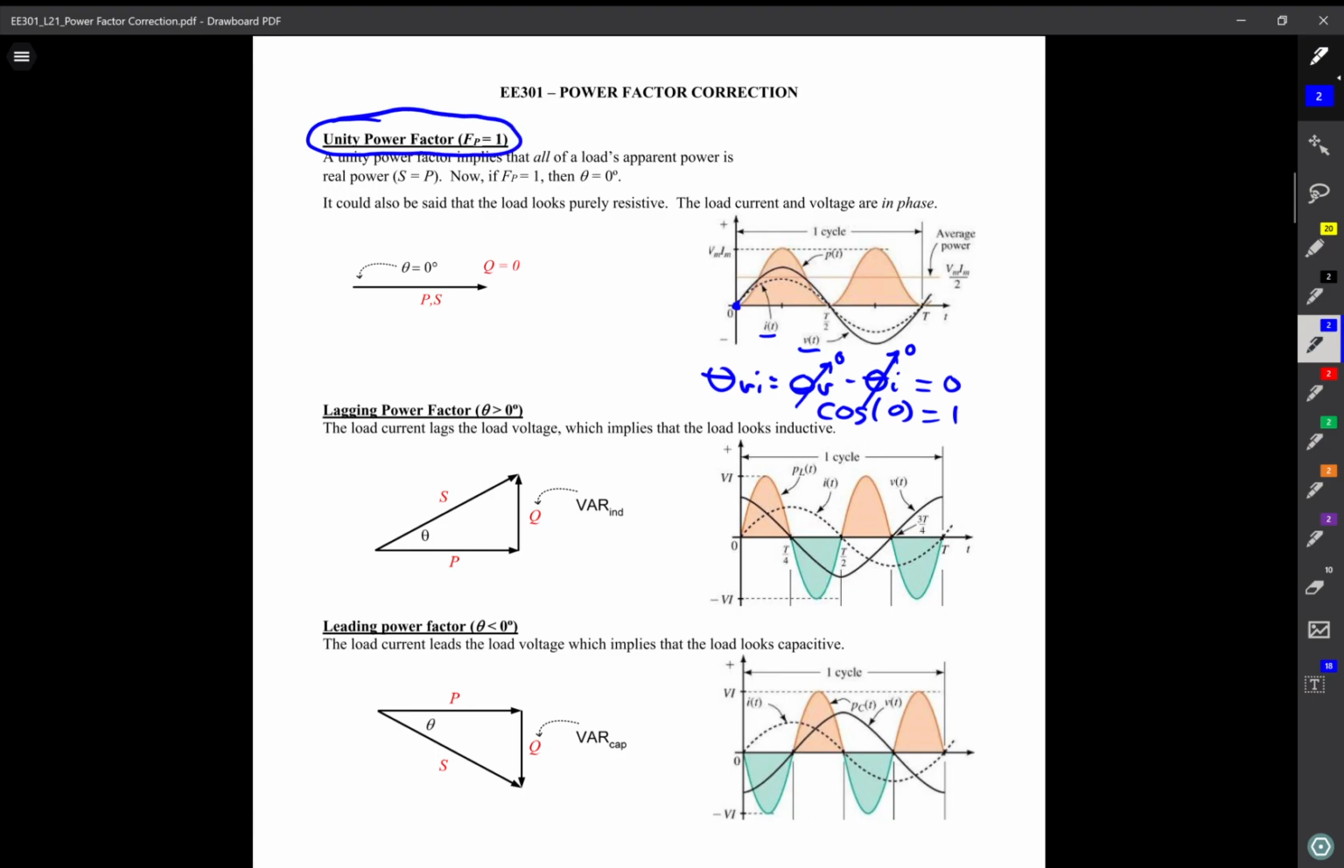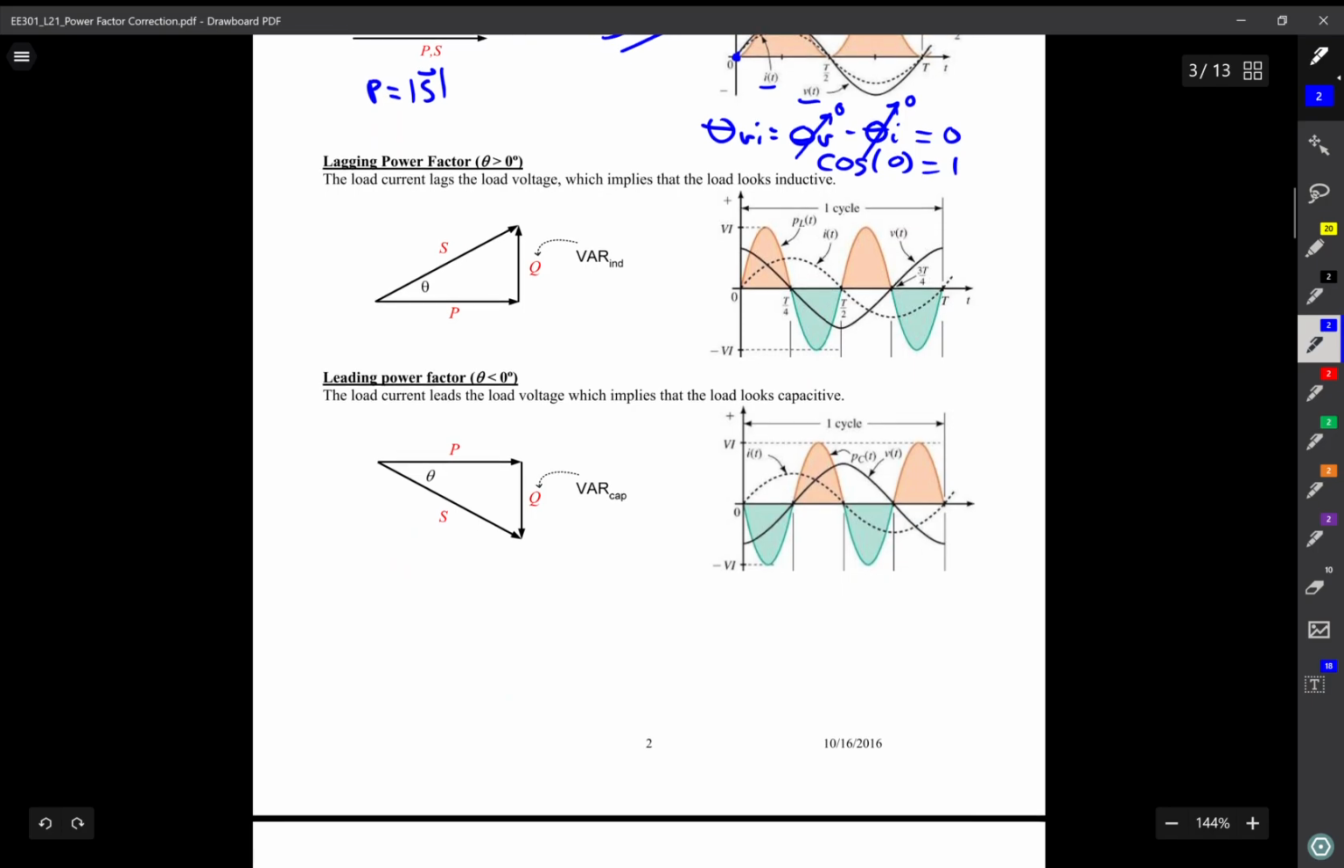Notice also that when I have a unity power factor, Q is equal to 0. And real power is equal to the apparent power when my theta is equal to 0. This all occurs when the load is a resistive load.